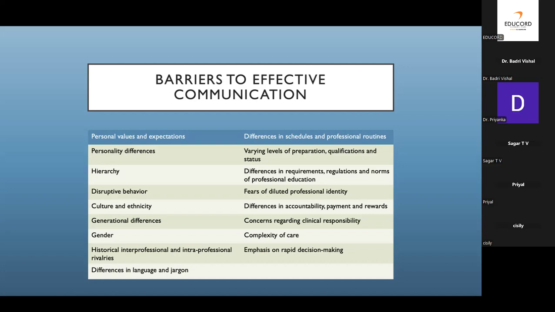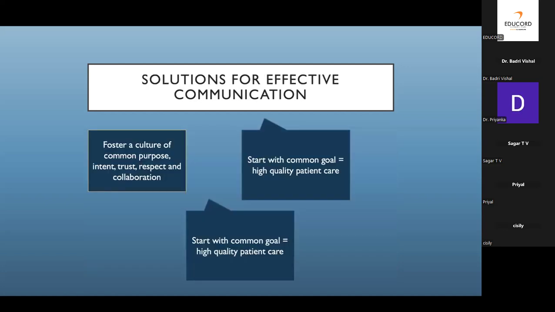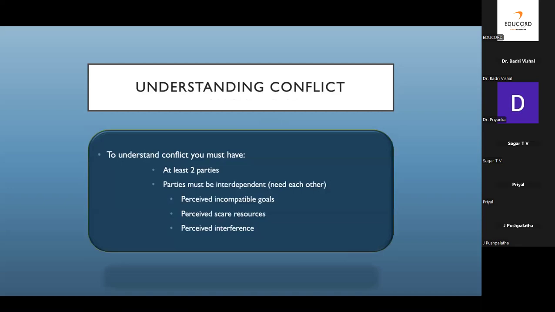Okay, all these things are actually the barriers of effective communication. Now, the solution for effective communication is to foster a culture of common purpose, intent, trust, respect, and collaboration. We have to start with a common goal, which is high patient quality care. Is that clear to everyone? Yes, sir.